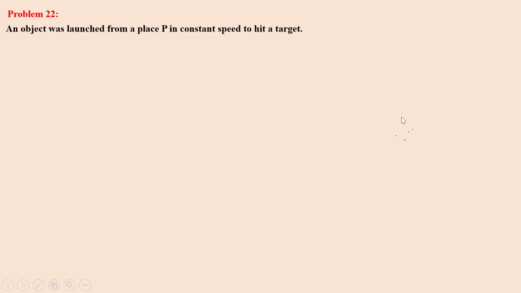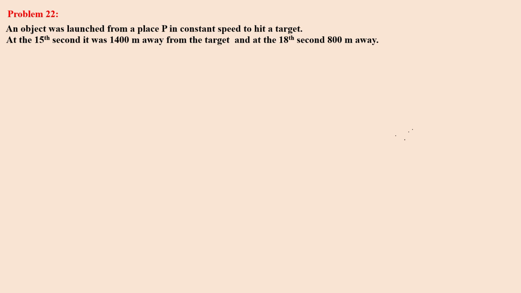Next problem. An object was launched from a place P at constant speed to hit a target. At the 15th second, it was 1400 meters away from the target. So it is given from the end point, not from the starting place P. The distance is 1400 meters away from the target, right? And at the 18th second, 800 meters away. Find the distance between the place and the target.